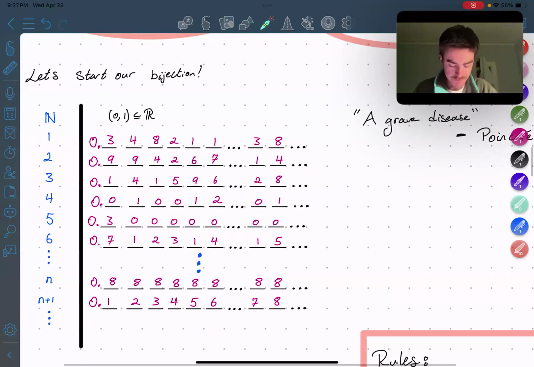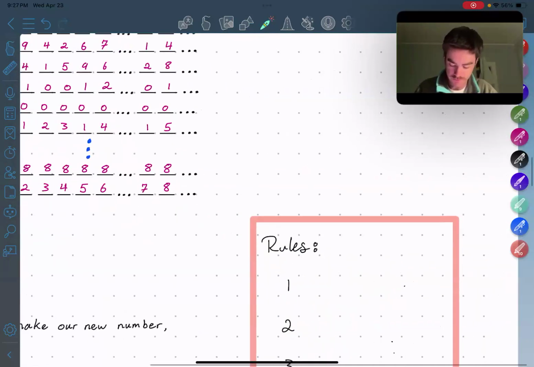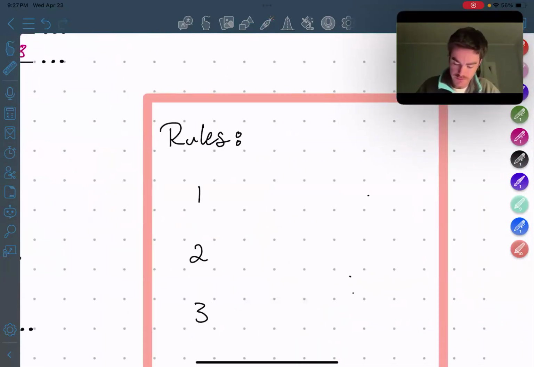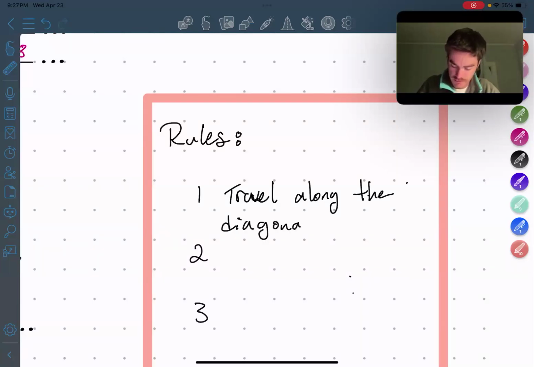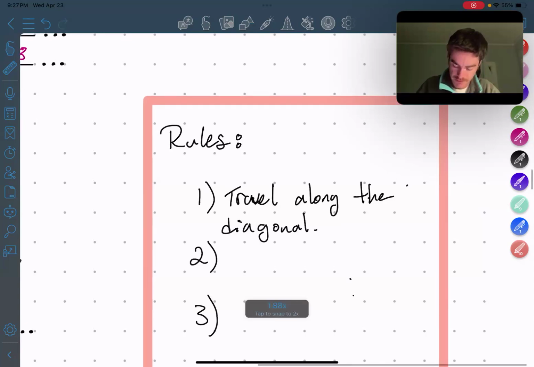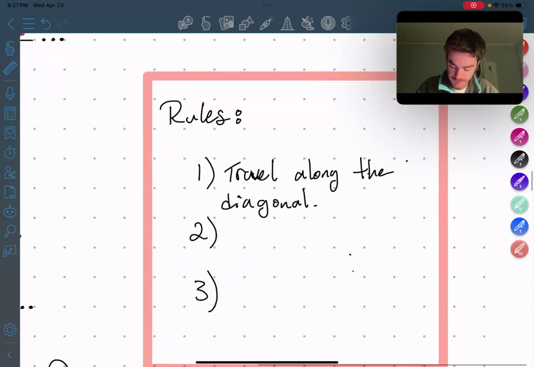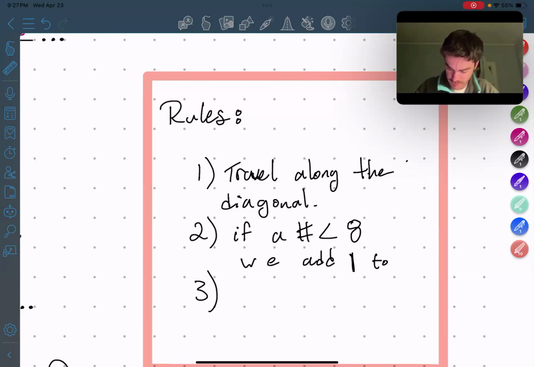So to disprove this, we're going to make some rules. Rule 1 is we're going to travel along the diagonal. Rule 2 is that if a number is less than 8, we add 1 to it.